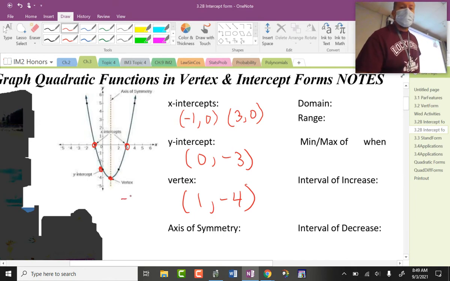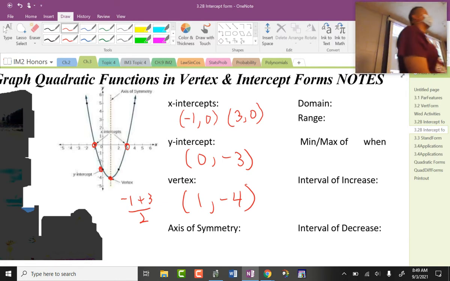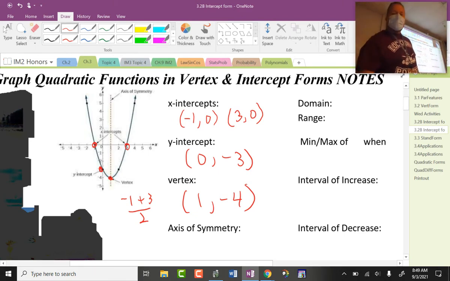Don't you agree that this is equal to 1? Just say yes after I'm done. What's -1 plus 3? 2. What's 2 divided by 2? Cover your nose and your mask. What's going on over there? All right. And then 2 divided by 2 is 1. Got it? So do understand it. This is called an average right here of the X-intercepts. And that's going to be a formula we're going to use later. Of course, the axis of symmetry is X equals 1.